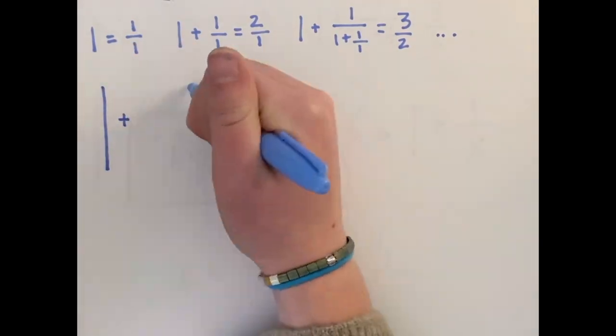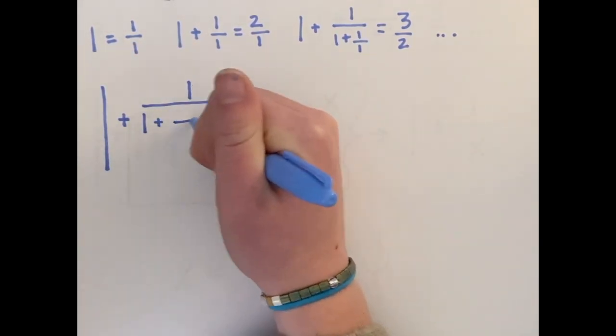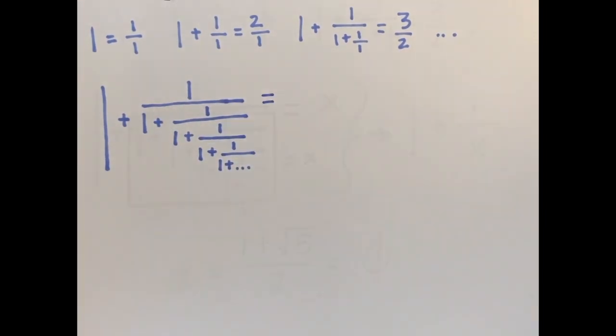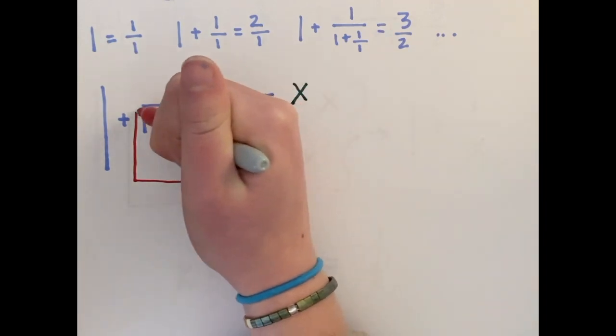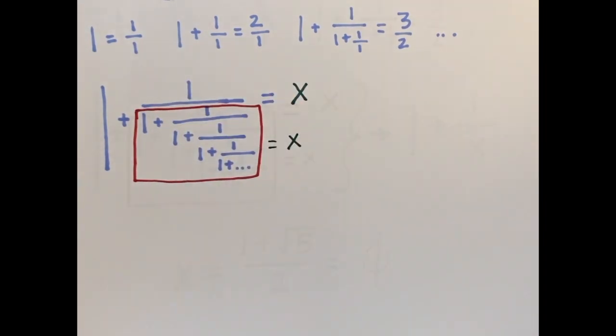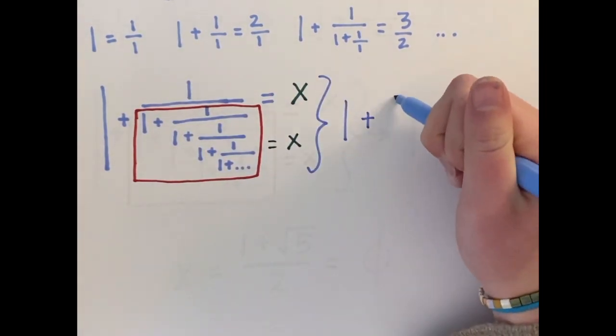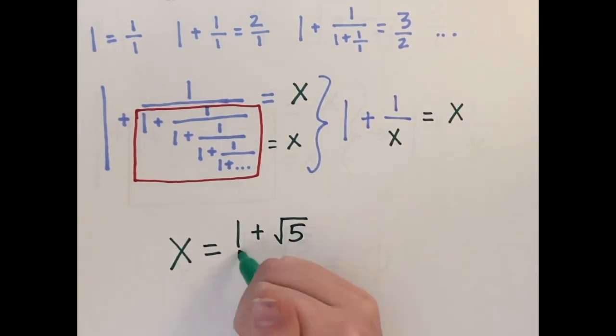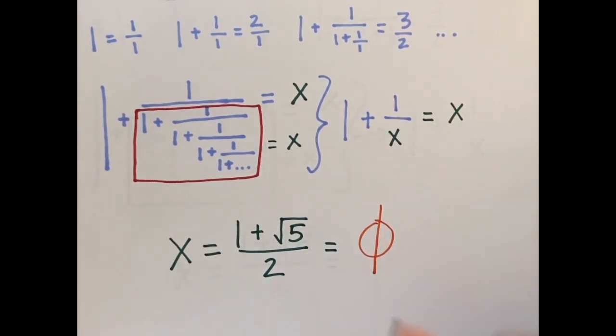Let's assume that this pattern for writing the Fibonacci ratios extends infinitely. We can set this part equal to x. Because the sequence is infinite, the denominator is also equal to x. This can all be rewritten as 1 + 1/x = x. Look familiar? If solved, x equals (1 + √5)/2, our golden ratio.